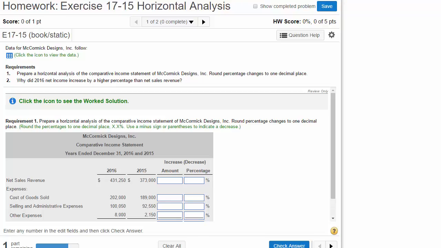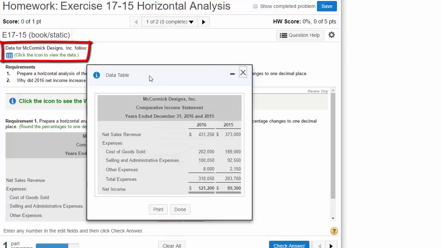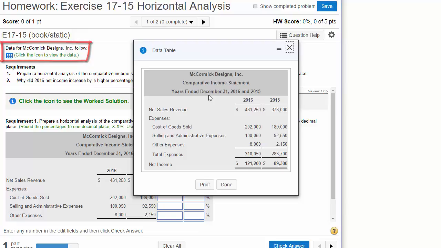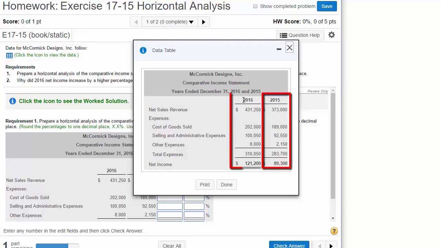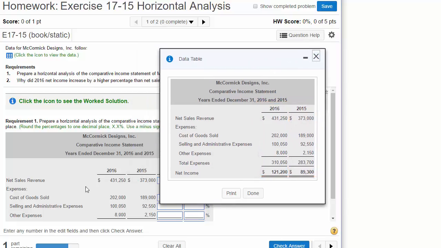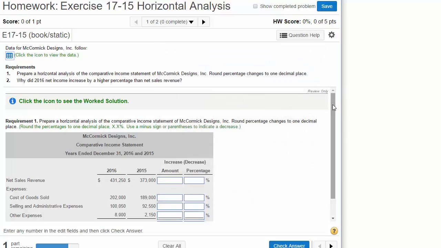Exercise 17-15, horizontal analysis. Data for McCormick Designs Incorporated is as follows. What we have here are our comparative income statements, the previous year and then the current year. But this information is also replicated down here, so we really do not need this window at this time.